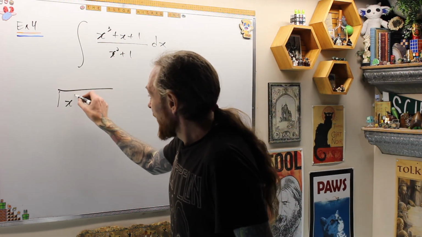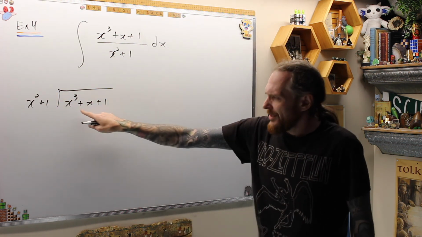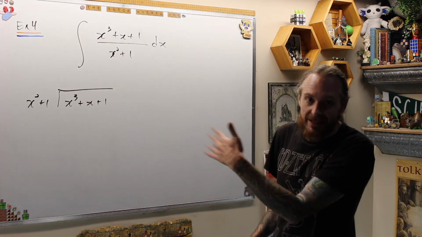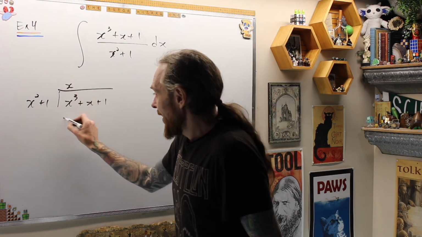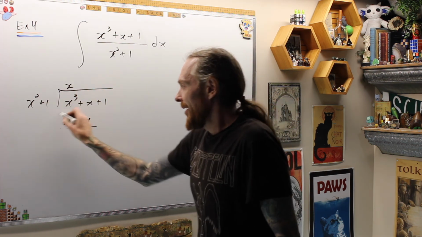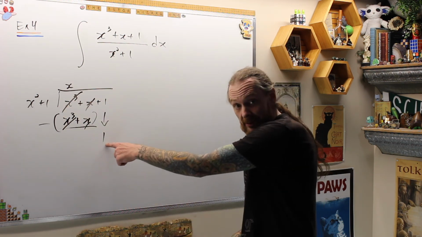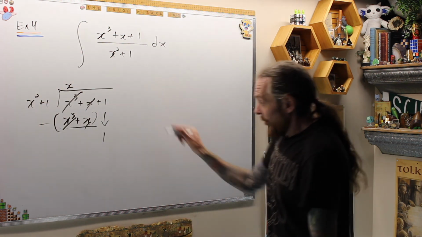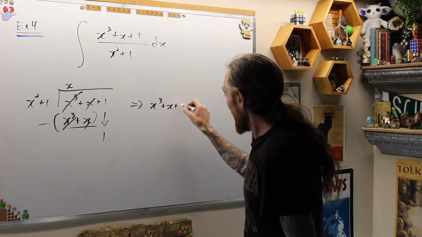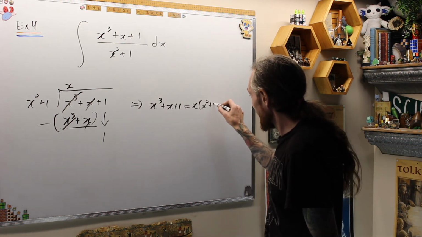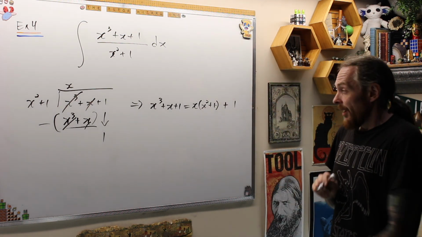I have x cubed plus x plus 1 and x squared plus 1. And I didn't write the 0 terms, and you said I should. I know, but I've already seen how this works out, and everything will line up anyways. What do I have to multiply x squared by to get x cubed? X. When I do that, I'm going to get x cubed plus x. Oh, everything lined up. Minus, cancel, cancel, cancel, cancel. 1, can I stop? Yes, a degree 0 polynomial is less than a degree 2 polynomial. What does that say? In one clever quick step, x cubed plus x plus 1 is equal to x times x squared plus 1, plus 1.